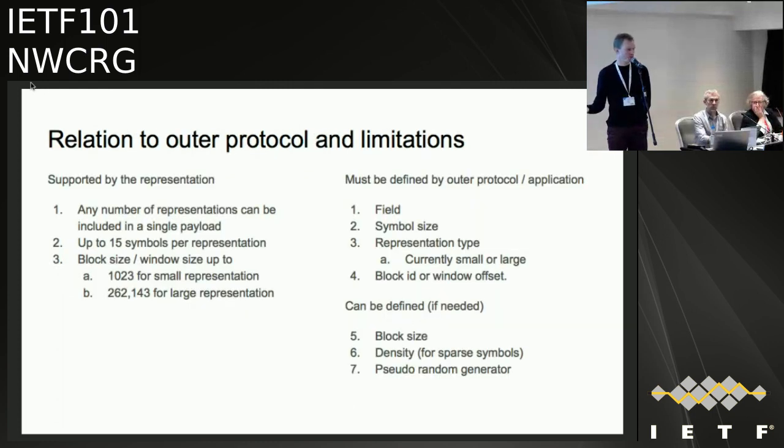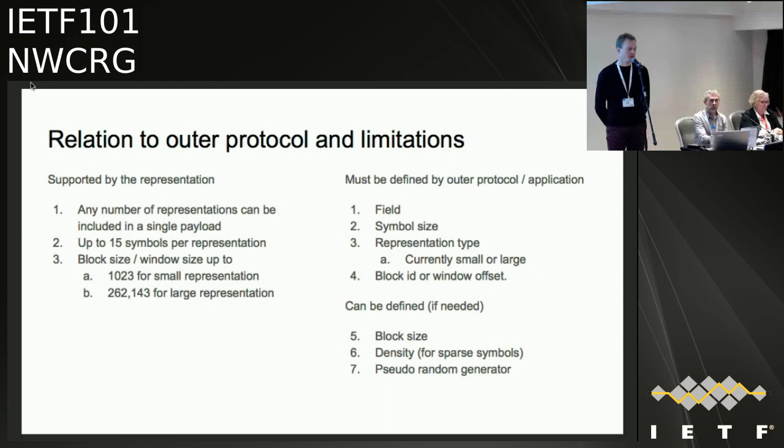So in relationship to the outer protocol, maybe there are some things that we support, and we support that you can essentially put any number of representations into a single payload. And then in each of these representations, you can put in up to 15 symbols. And then we have 2 different window or block sizes that we support. A small one up to 1,000 approximately, which is typically enough for block code. And then there's a really big one up to 260 something if you want maybe a really big sliding window.